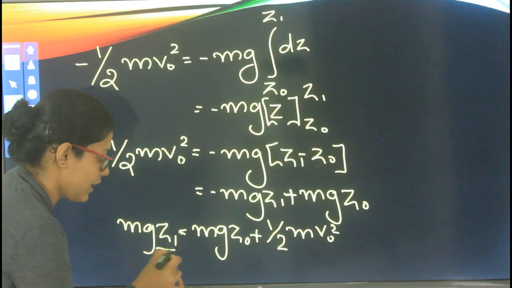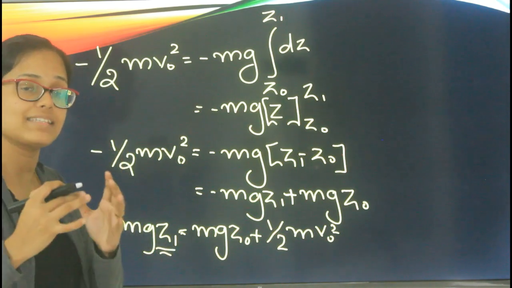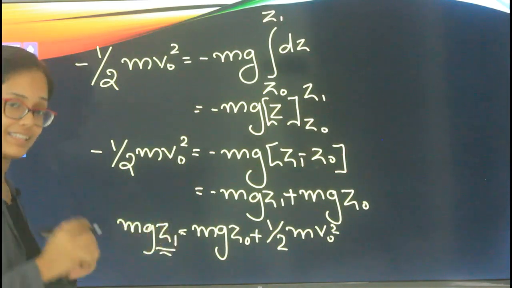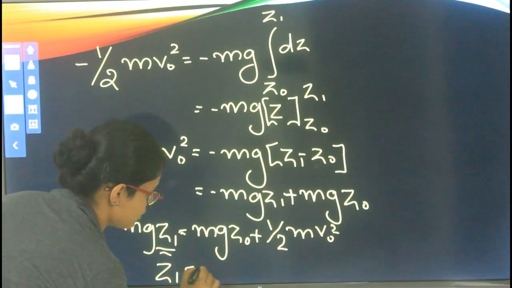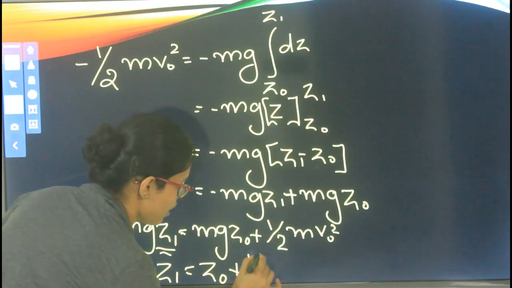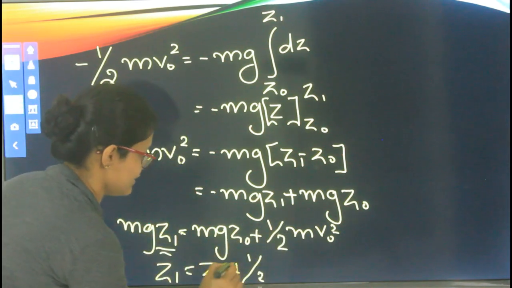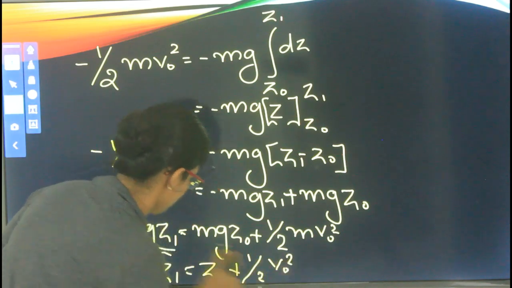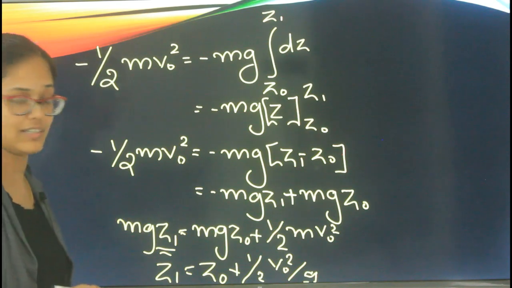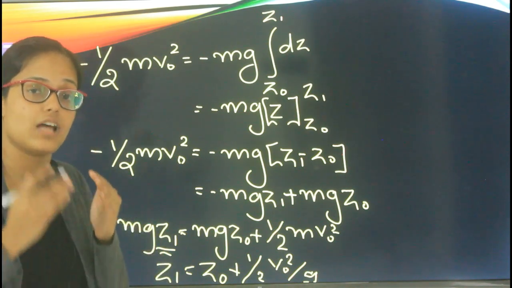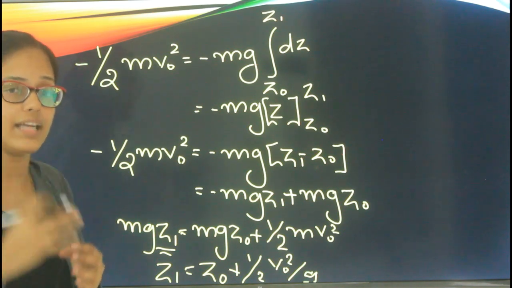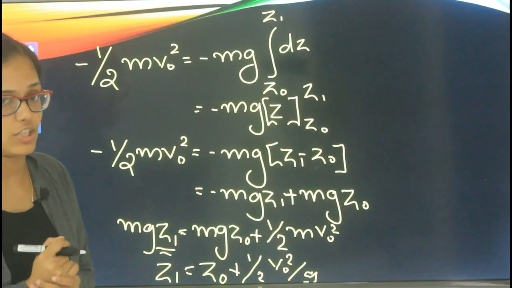So this z1 is the maximum vertical distance covered by the stone. So we have to calculate z1. So z1 is equal to z0 plus half v0 square divided by g, since mg and mg cancel each other, and m and m cancel each other. So this is our final equation: the maximum upward distance covered by the stone when it is thrown vertically upward in a uniform gravitational field.